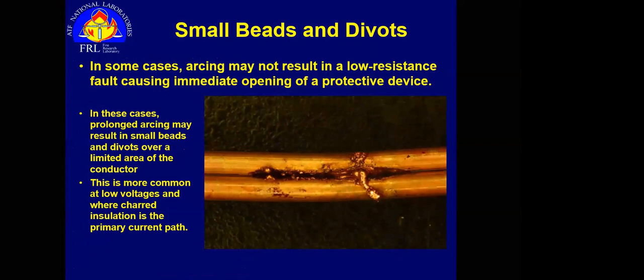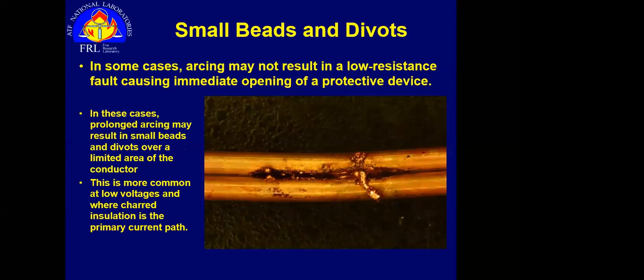So, small beads and divots. It's possible that we might not have a super localized area of damage because we either have arcing through char or delayed activation of a circuit breaker or a fuse. That delay is usually a result from either arcing through char, or we have some resistance. We either have lower voltages, or we don't have a low resistance fault. So maybe I'm conducting through some charred insulation, so it's not a low resistance fault. Because I don't have a low resistance, my current is not as high, which means my circuit breaker or my fuse doesn't react as quickly.